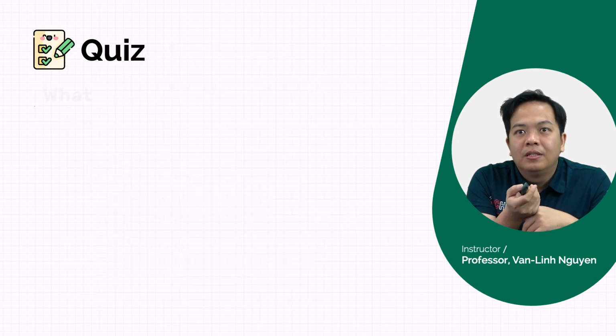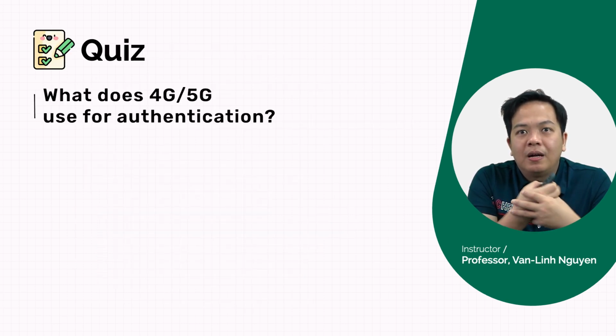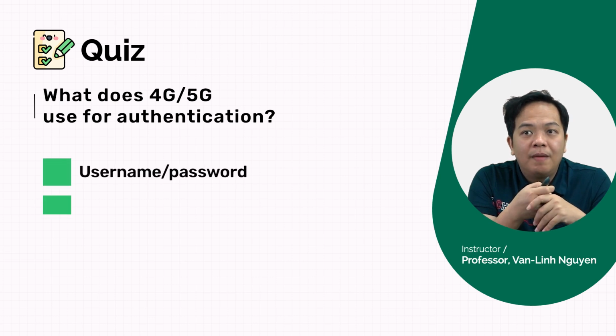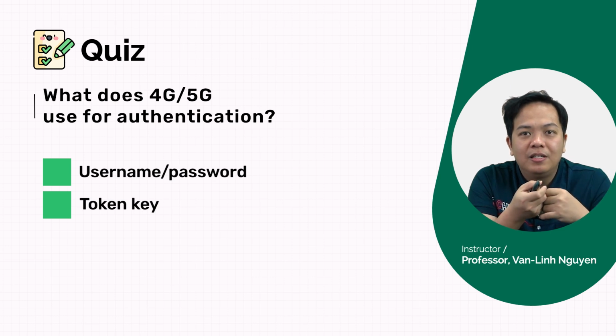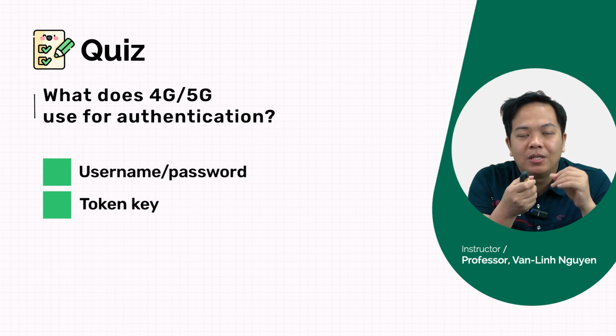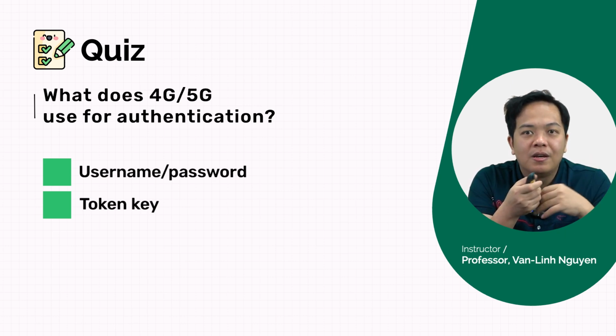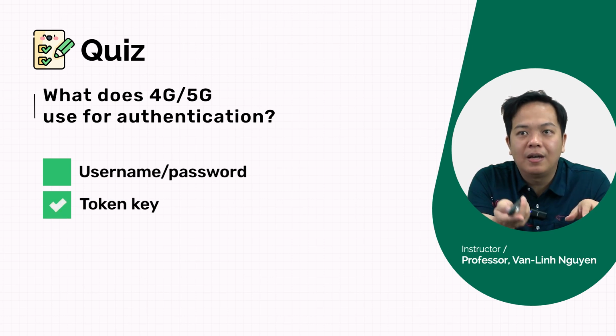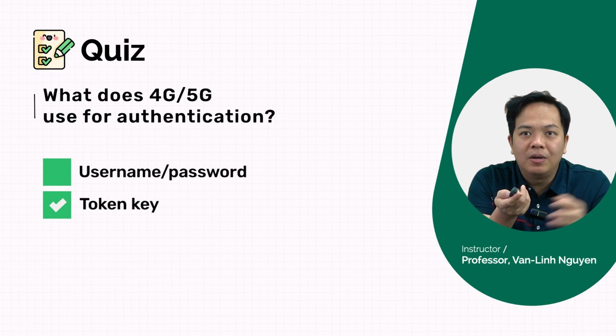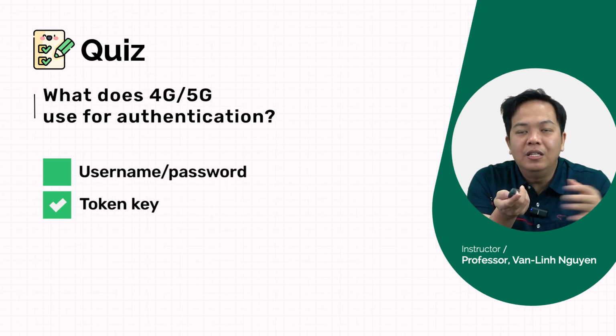So the big question now is whether 4G and 5G use a username and password or a token key for authentication. After this lesson, I think you have a clear answer, right? 4G and 5G do not use a username and password because that is inconvenient. They use a token key stored in the SIM card, which makes authentication very transparent. You do not know when the authentication works, right?